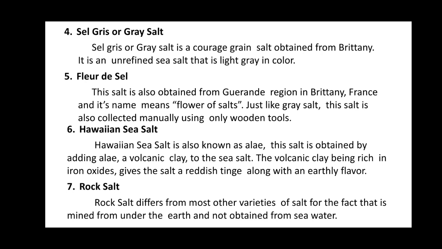Next is fleur de sel. This salt is also obtained from the region in Brittany, called the flower of salt. This salt is also collected manually using only wooden tools. And next, Hawaiian sea salt is also known as alaea. This salt is obtained by adding alaea, a volcanic clay, to the sea salt. So it gives the salt a reddish tinge.